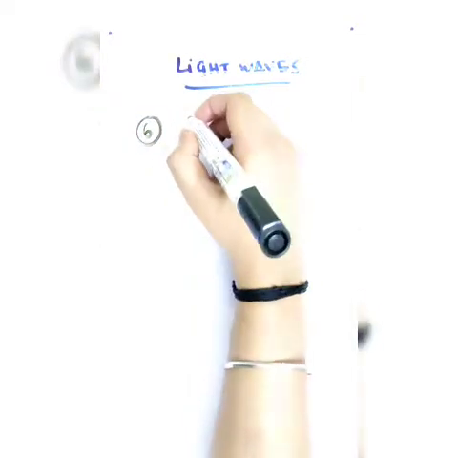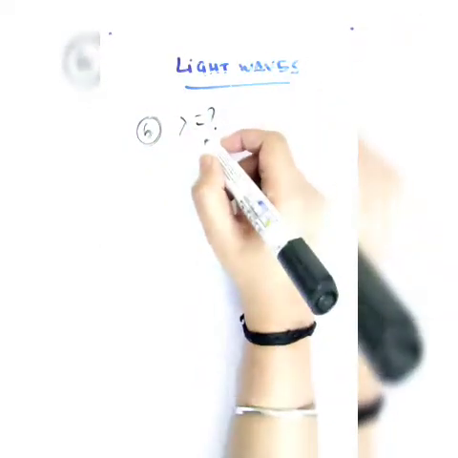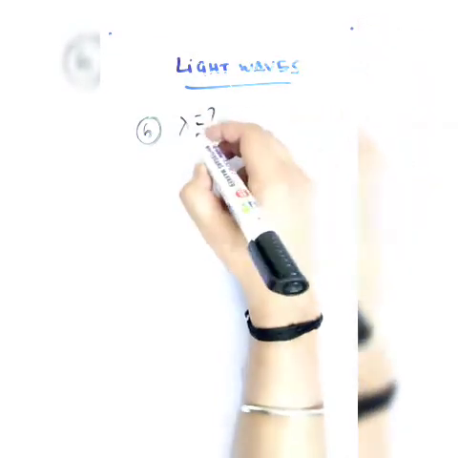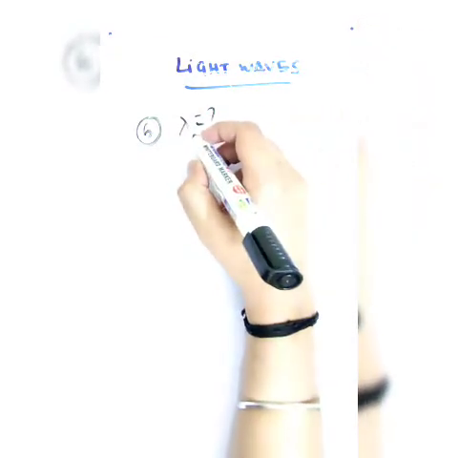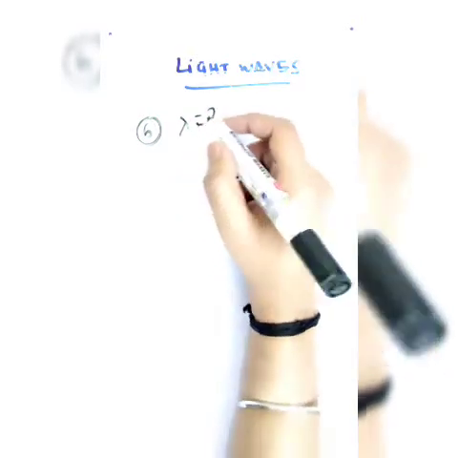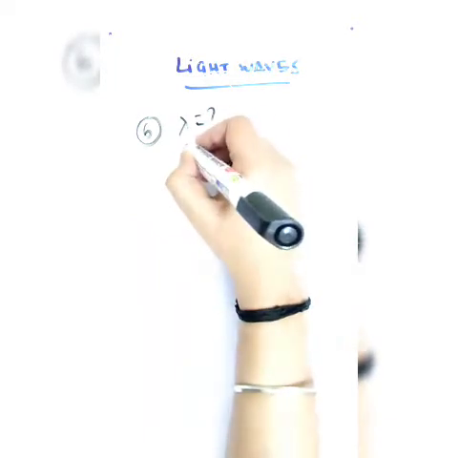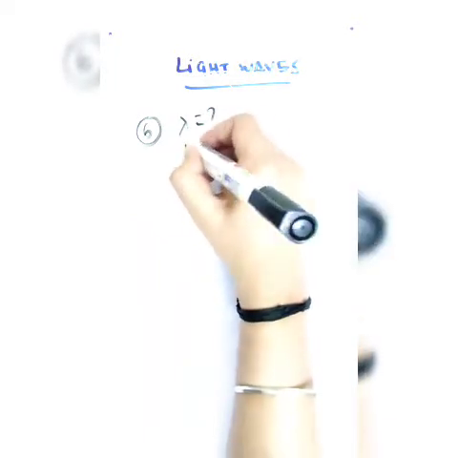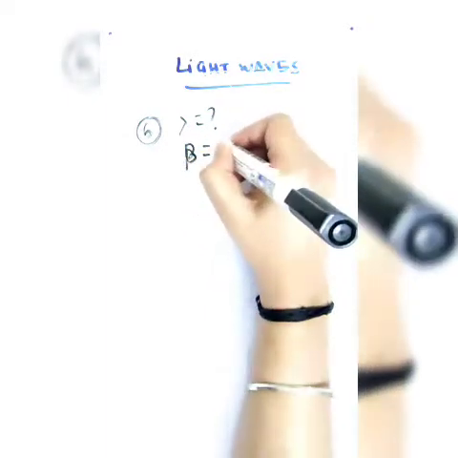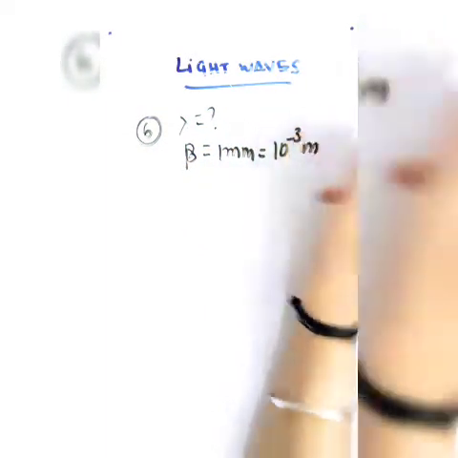Now in question number 6, we are asked to find the wavelength lambda of the light used. It is mentioned that the distance between two consecutive dark fringes is 1 millimeter. That just means that beta is given to be 1 millimeter, which is equal to 10 power minus 3 meter.